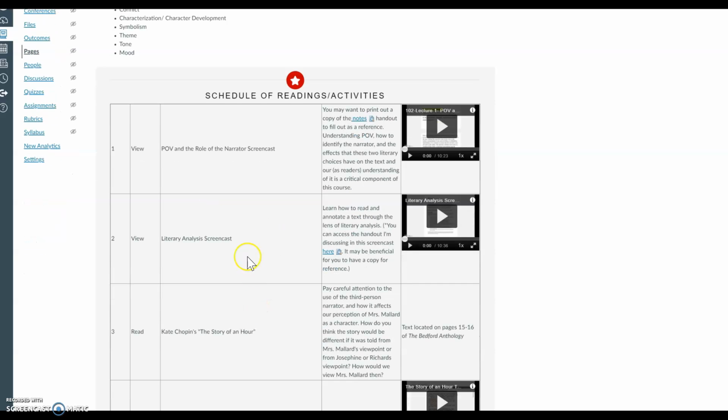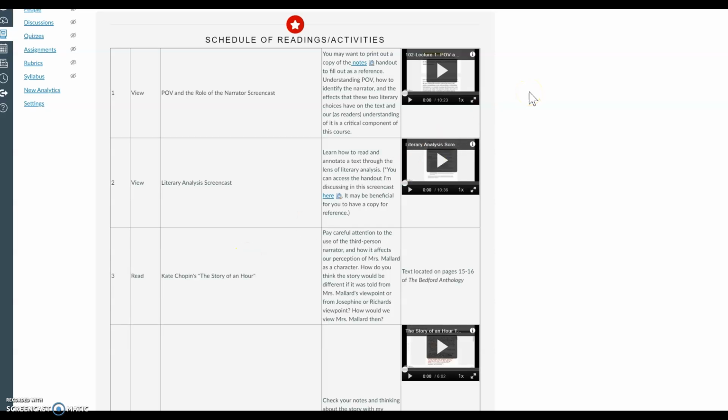I also, in this unit, go through how to complete a literary analysis. We have already been doing that a little bit along the way, but I did a literary analysis screencast just to model for you how to go through a text and annotate a text through the lens of literary analysis. I did that in that screencast on The Story of an Hour, which is the first text that you're going to be reading.